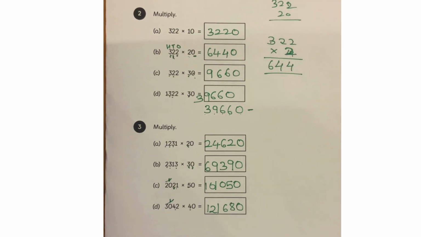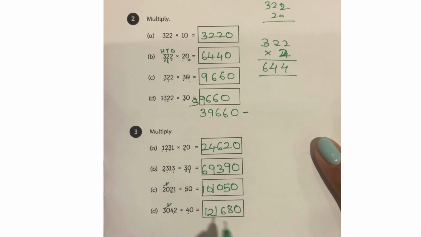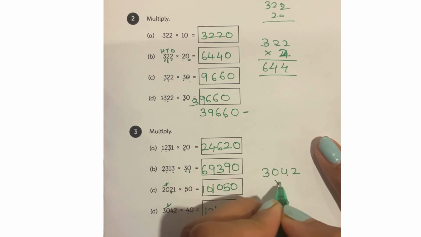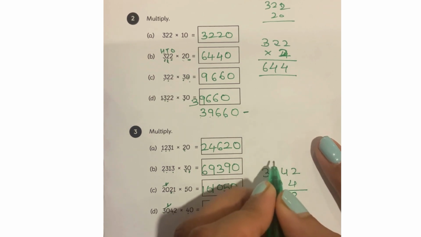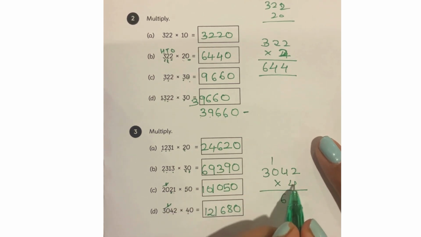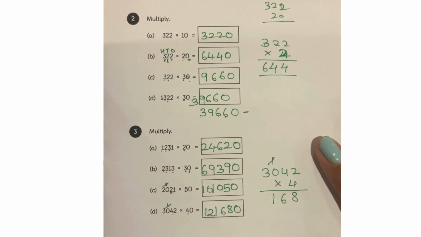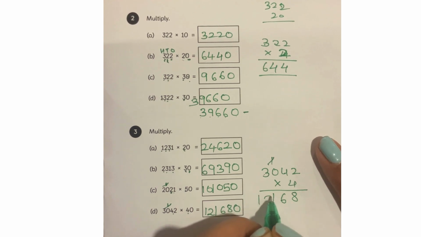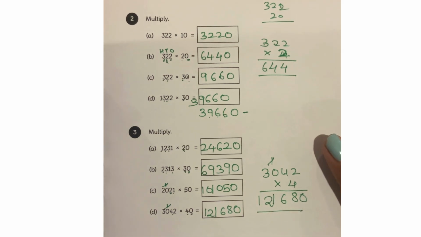If in case required, let me show one of them in a long form. So I have 3042 times 4. 4 times 2 is 8. 4 times 4 is 16. 4 times 0 is 0, but I will place the 1 the way it is, right? In multiplication, we do that. 4 times 3 is 12. And what was left is my 0 here. So I just place it.